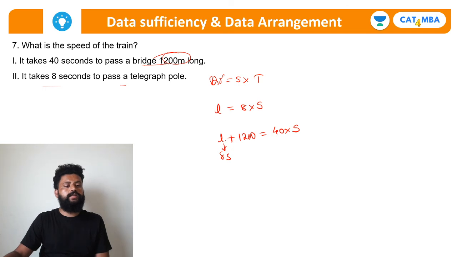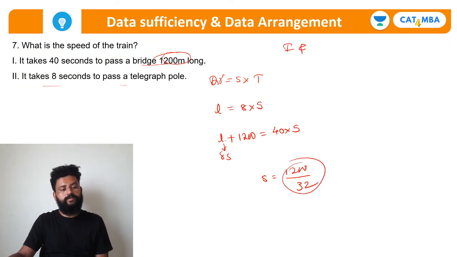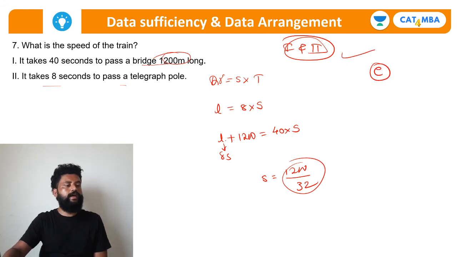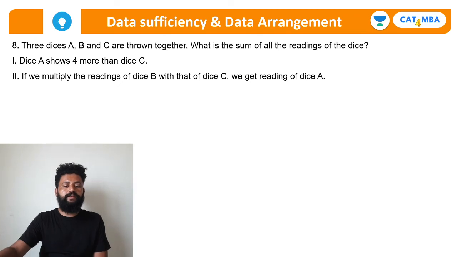You can put 8s and you'll get the speed of the train as 5 by 32. That's quite possible to calculate. So 1, but we need 1 and 2 together. We need to solve that. So answer definitely E. Last one. Sorry, 8th one.